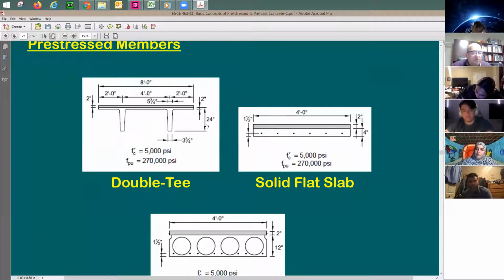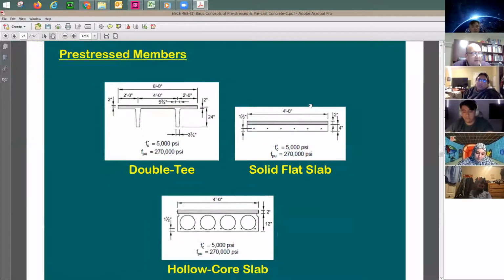Some double T's go to 20 inches only. And then the width can be different: 8 feet, 10 feet, 9 feet, 12 feet, and so forth. So when it comes to the size of beams, we have some standard sizes, and you need to pick one of them. You don't want to create your own new size, unlike conventional concrete. Otherwise, it's going to be very expensive. And most likely, you're not going to find anyone who will do it for you.